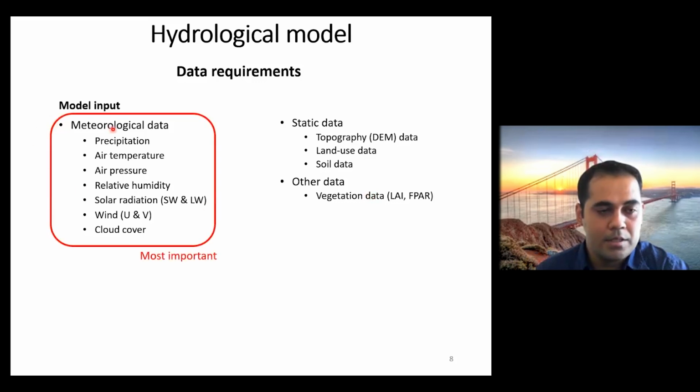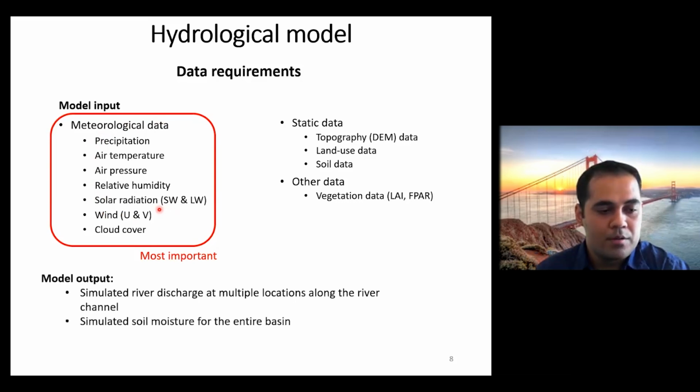And in these inputs, the most important part is the meteorological data. And the model provides different outputs such as simulated water discharge at multiple locations along the river channel and simulated soil moisture for the entire basin.